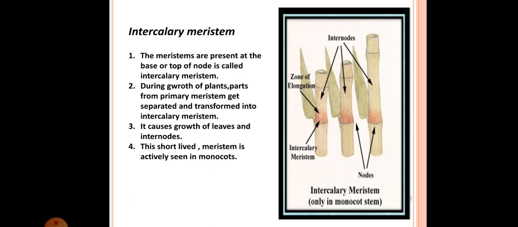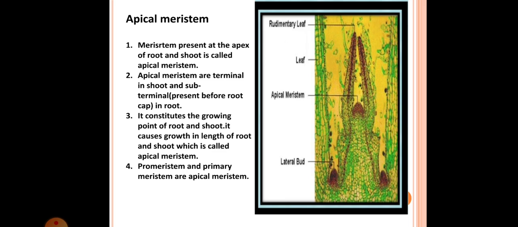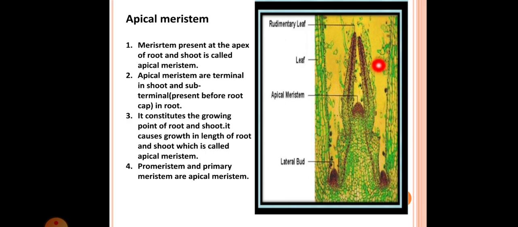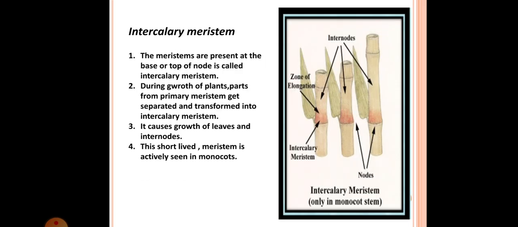Intercalary meristem. Sorry, here you can see this part. This is the apical meristem. This is the apical meristem of the shoot. Here you can see this is the lateral meristem. Here this point shows the apical meristem, and here the continuously dividing cells are present. And then next we'll see the intercalary meristem.